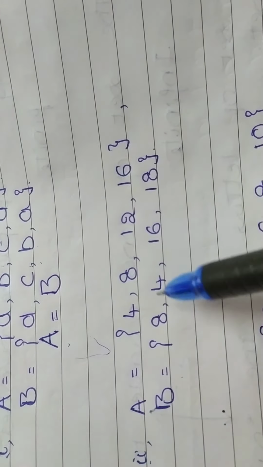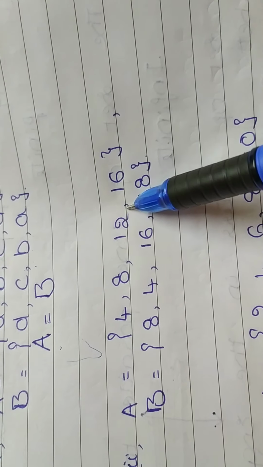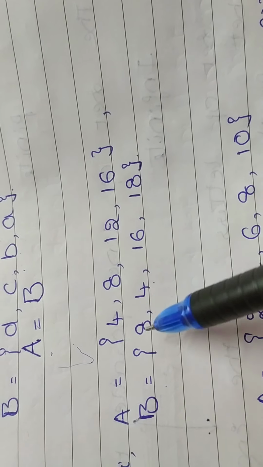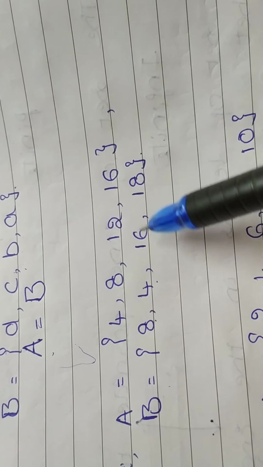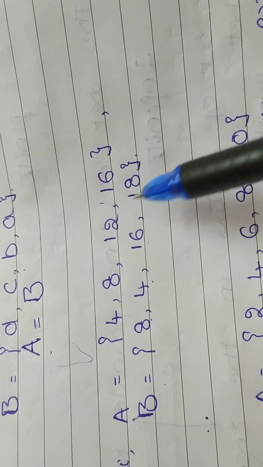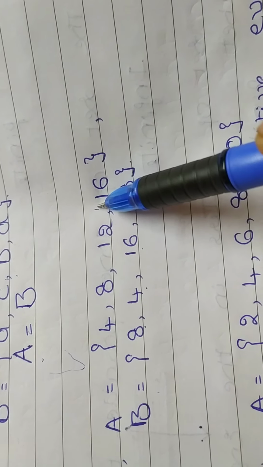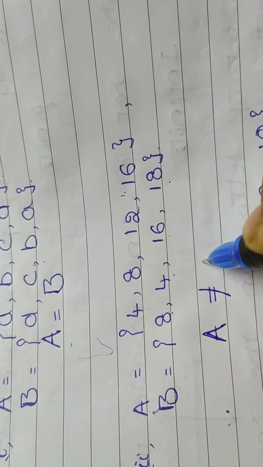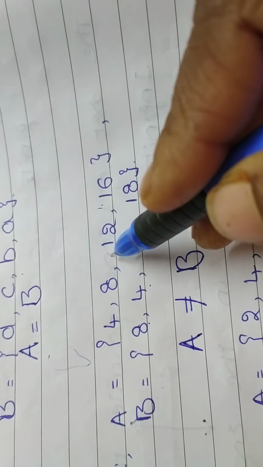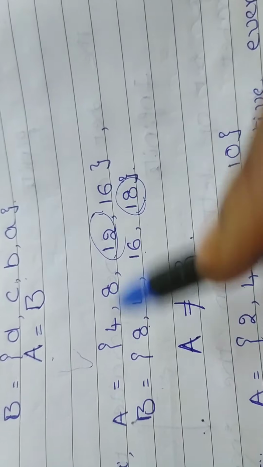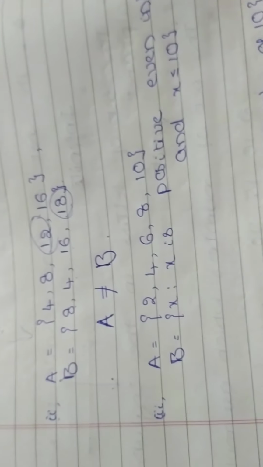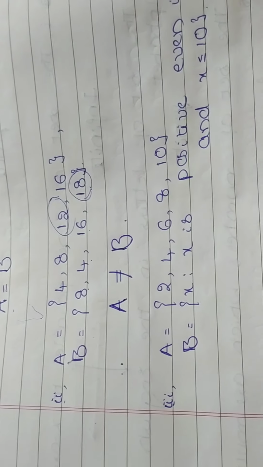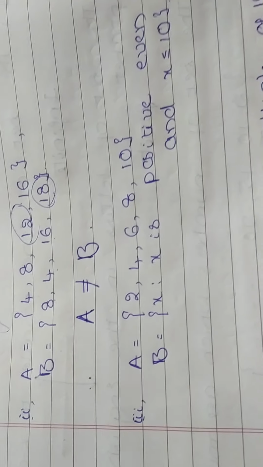Now coming to this, A contains 4, 8, 12 and 16. B contains, let us check, 4 is there, 8 is there, 16 is there, but 12 is not there. 18 is there here, but 18 is not here. So that means here A is not equal to B. Why? Because 12 and 18 are not present in both sets. Means 12 is not there in B, 18 is not there in A. So then they are not equal.